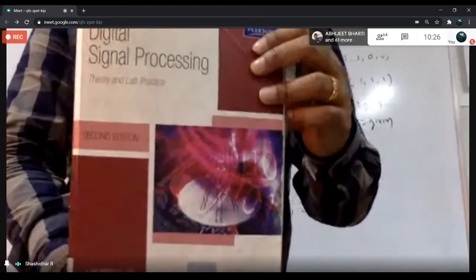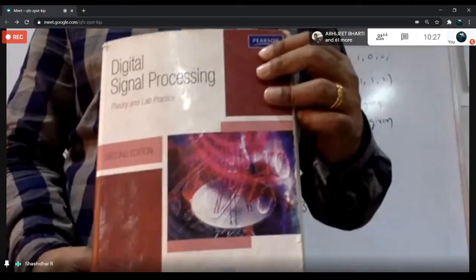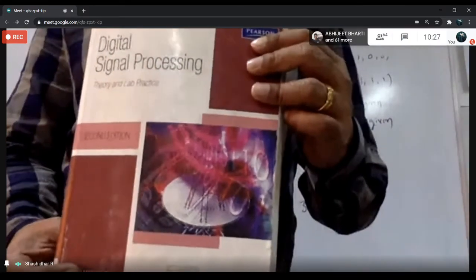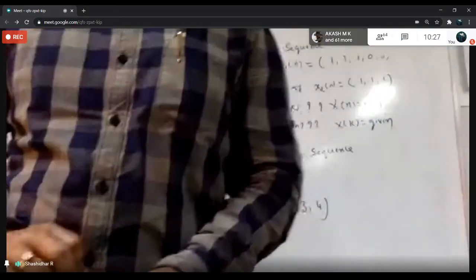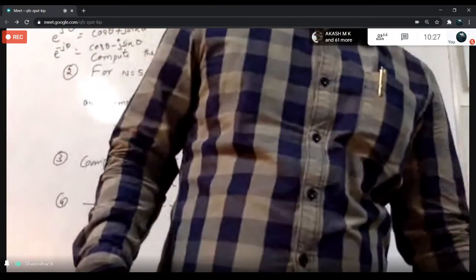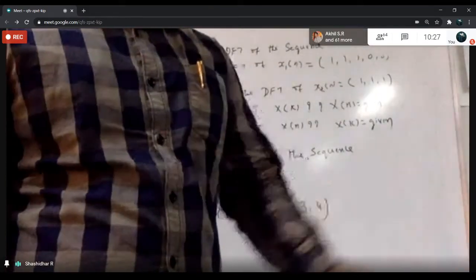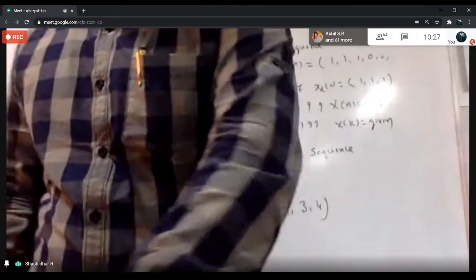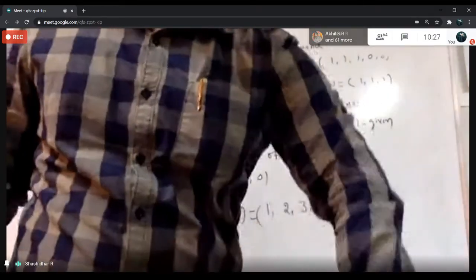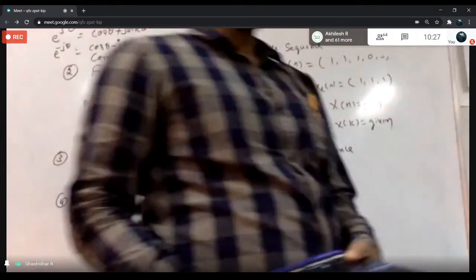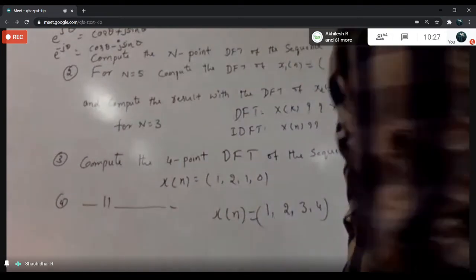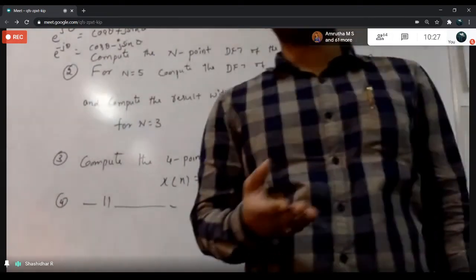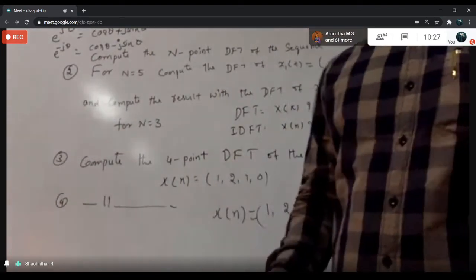Another one is for a local author. Local author means an Indian author, as against a foreign author. Digital Signal Processing by Ganesh Rao. This is an old edition, but these two are new editions. It's available in the library, you can collect it from the library. But it starts from chapter 7, so you can better start from the beginning.